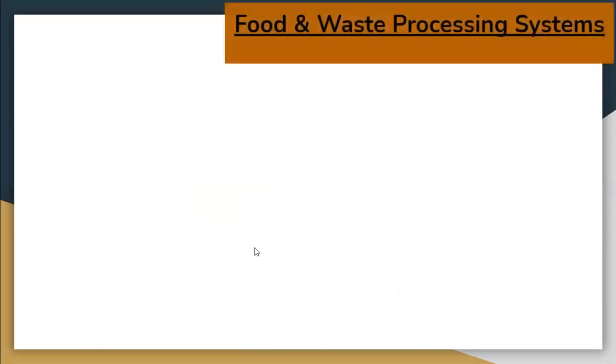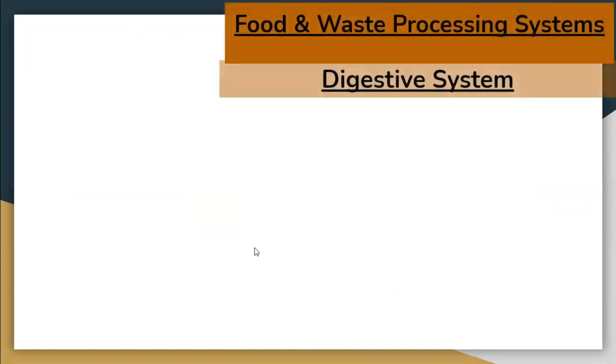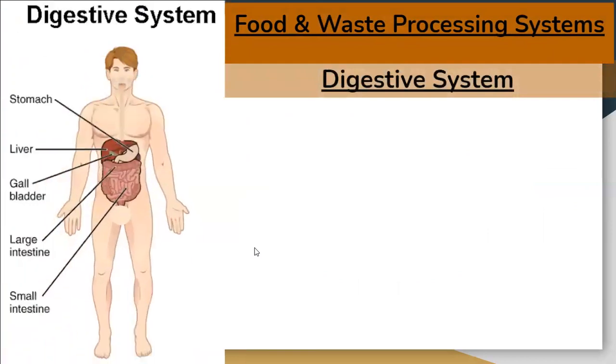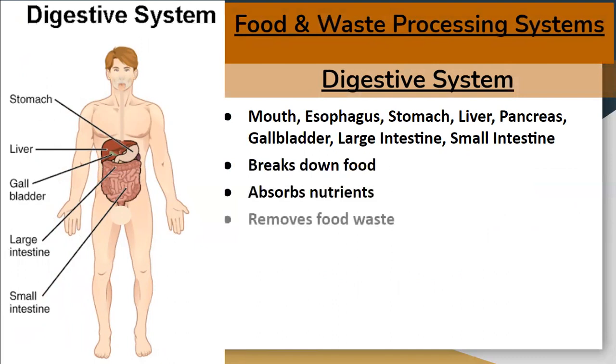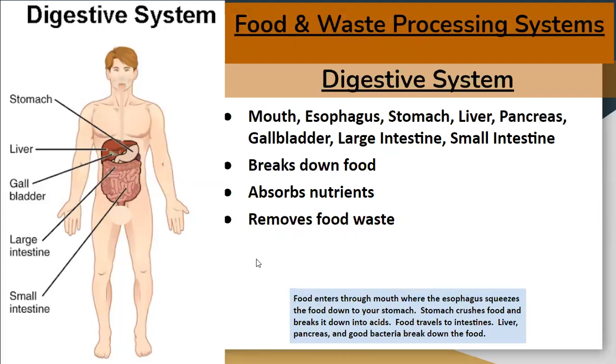Now we have the food and waste processing systems. One is the digestive system. There's a picture of the parts of the digestive system. You have your mouth, your esophagus, your stomach, your liver, your pancreas, your gallbladder, your large intestine, and your small intestine. They help to break down food that you eat. They absorb the nutrients your body needs, and they remove the food waste from your body so that you don't have toxic substances building up.